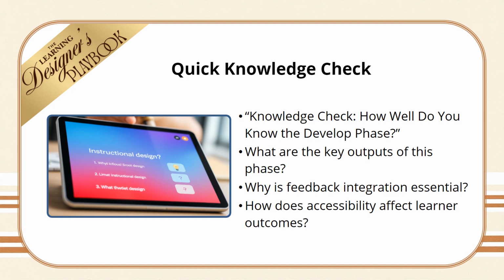Before we close, let's pause for a quick reflection on what you've learned. Ask yourself, what tangible outcomes should result from a successful develop phase? Perhaps it's complete, functional training materials, organized assets, and clearly tested interactions. Next, consider how feedback loops strengthen your design. Remember, early and consistent feedback ensures alignment and reduces rework. It also keeps development responsive to actual learner and stakeholder needs.